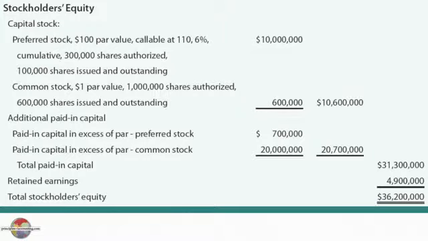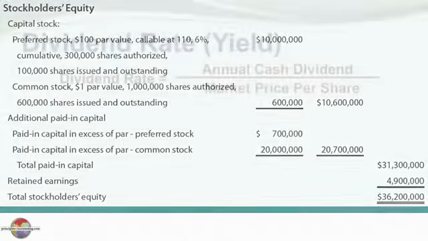If we dispersed that amount of the $36,200,000 total equity, dispersing $12,200,000 would leave $24 million residual equity for the common shares, and we would divide that by the 600,000 common shares to come up with $40 book value per share in this particular case. The calculations are shown in the textbook.